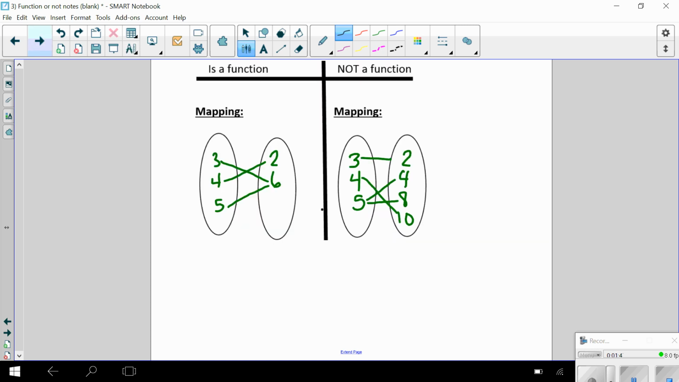A mapping is a function if each point in the domain only goes to one point in the range. If you notice over here on the right, it is not a function because the 5 goes to 4 and it also goes to 8.